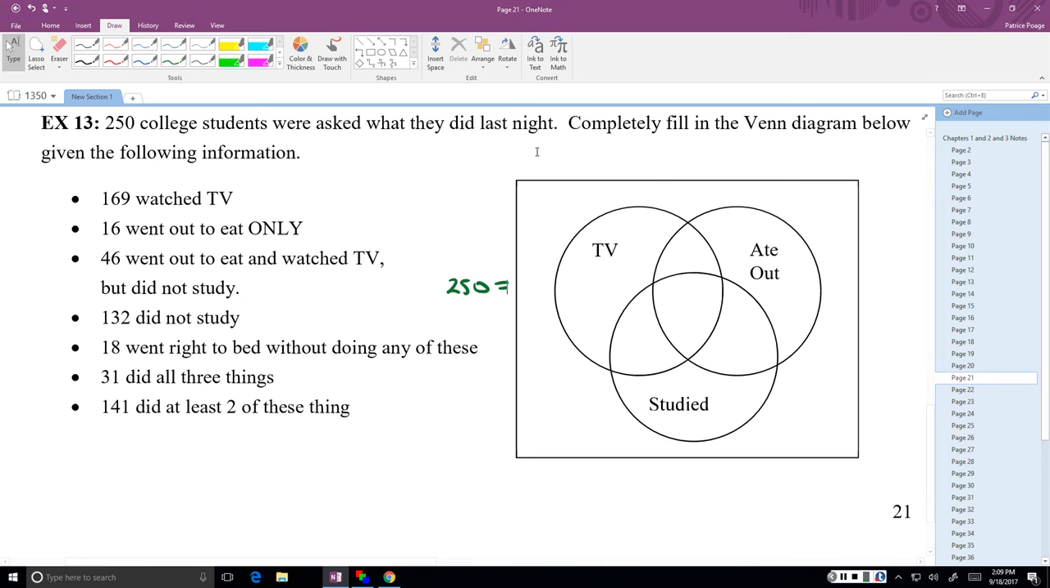16 went out to eat only. Can we do that one? Yes, we could put those right there. They ate out, did nothing else. And then you cross it off. 46 said they went out to eat and watch TV. So they went out to eat, so we narrowed it down to these 4. And they watched TV, so we narrowed it down to these 2. But they did not study, so we narrowed it down to that 1.